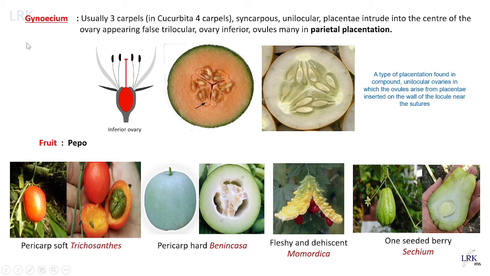Coming to the gynoecium, usually the carpels are 3 in number. What is a carpel? It is a female reproductive unit. It has style, stigma, and ovary. These 3 structures together form a single female reproductive unit called carpel.